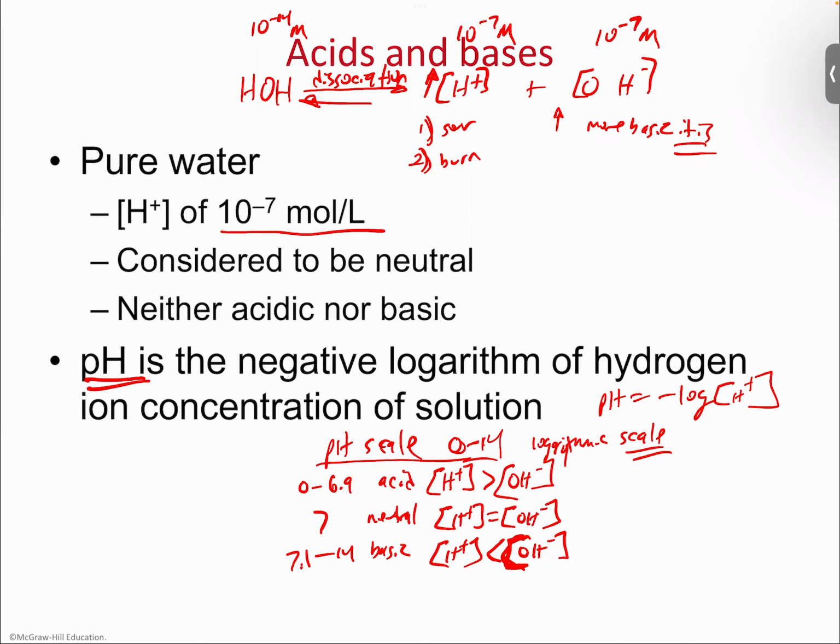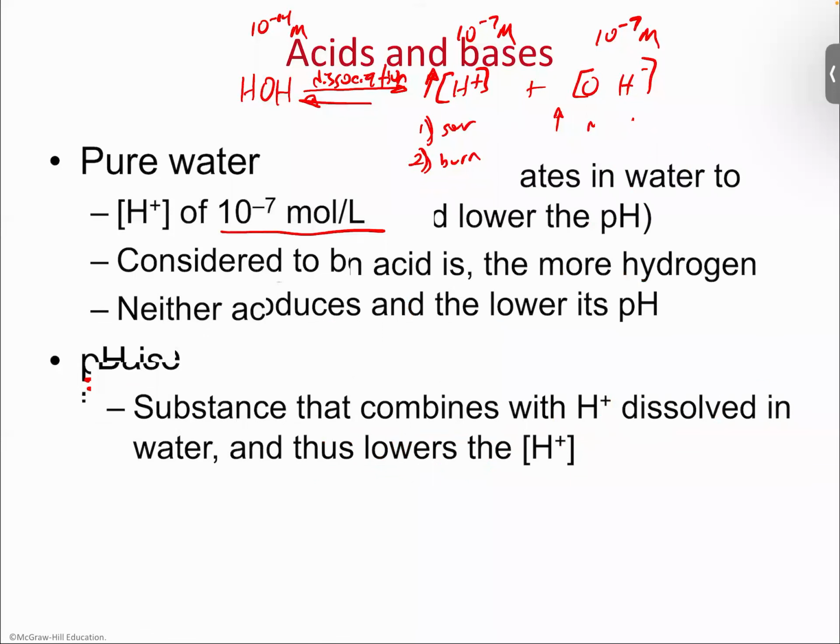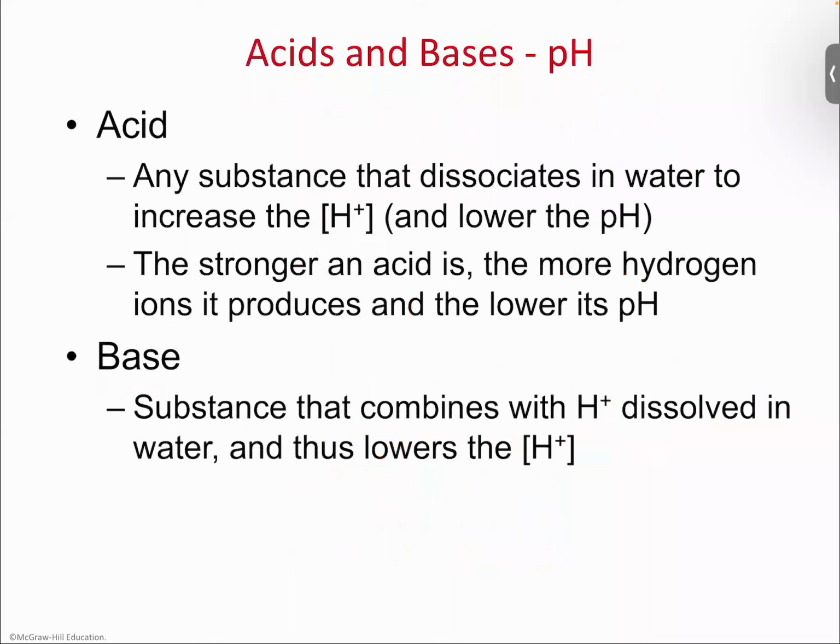That's a common theme in biology. You know why? Because random is expensive. So you don't want to just randomly throw something together because it's costly, right? You want to have a plan. So having a plan is less expensive and more efficient. So let's then take a look at defining our acids and bases.